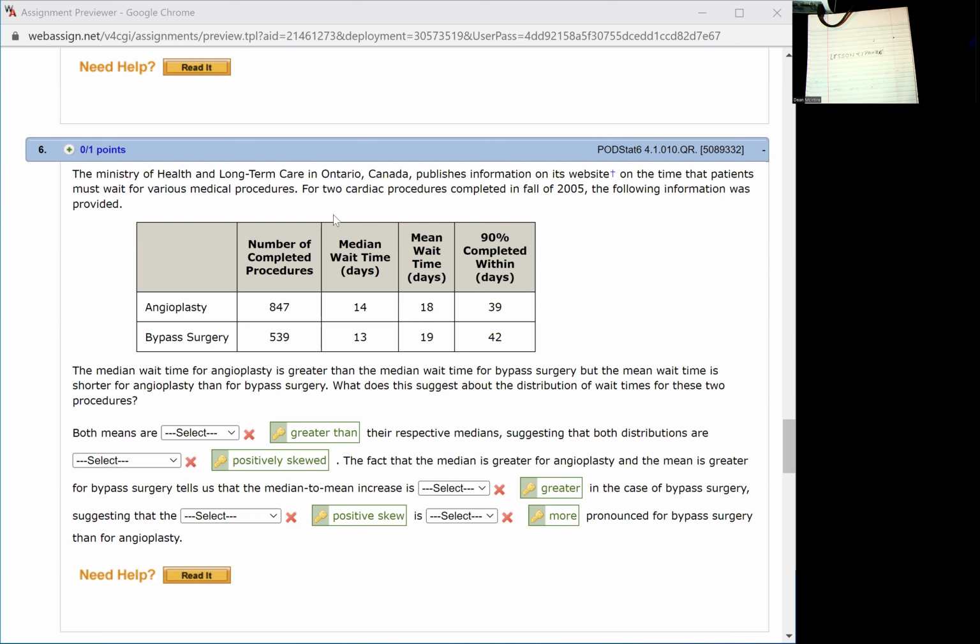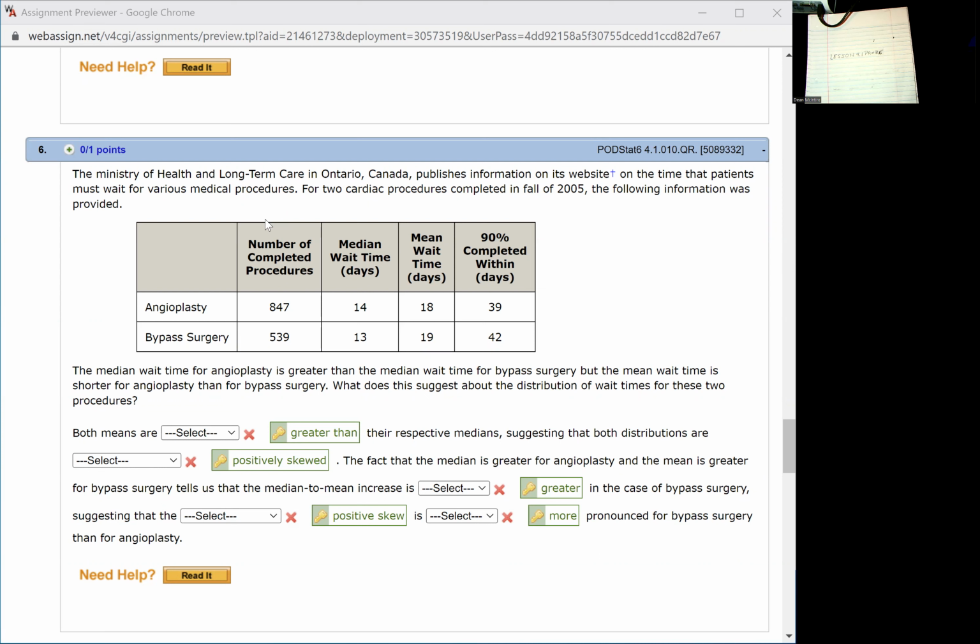This is data that has been collected on wait times in procedures, heart surgeries. Angioplasty is a technique in which they put a stent, I believe, in an artery and expand the stent around where the blockage is. And bypass is where they actually take a piece of vein somewhere from your body and sew it into the heart to bypass where the blockage is.